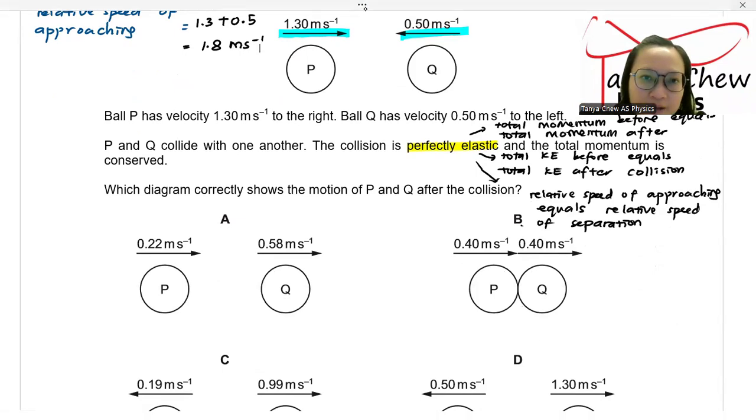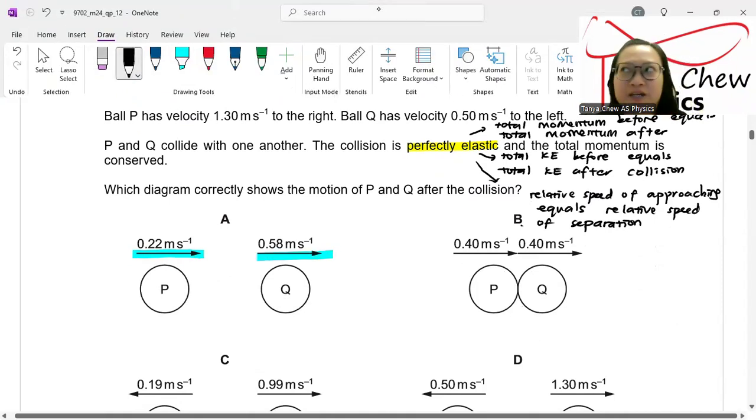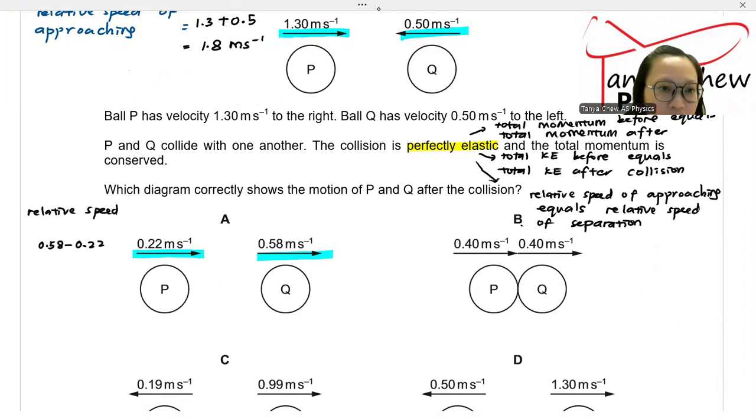Look at A. Let us do A. P is towards the right. Q is also towards the right. P and Q are acting in the same direction. I mean, the velocities of P and Q are in the same direction. So in the same direction, you take the larger value minus the smaller value. This is the relative speed of separation. So 0.58 minus 0.22, you're supposed to get 0.36. Could you see? I get 0.36 meter per second right here. It's not equal to 1.8. So A cannot be your answer.